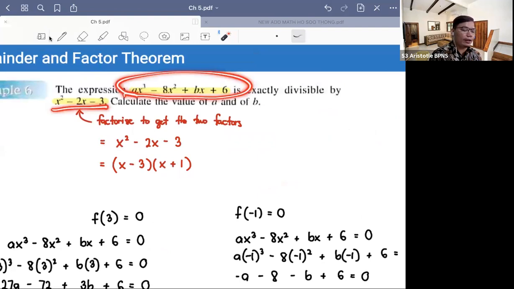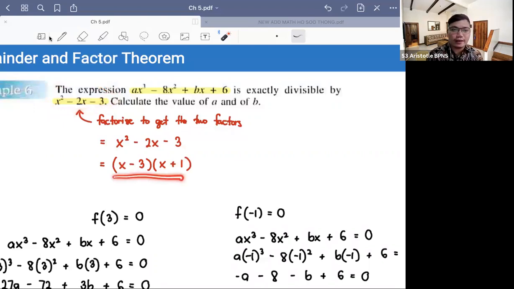Or maybe how can we divide this expression by this quadratic, right? So first thing that you need to do here, of course, you cannot use this as your divisor for this. You need to factorize this expression to get the two factors. Basically, when you factorize this, you will get x minus 3 and x plus 1. So these are your two functions.